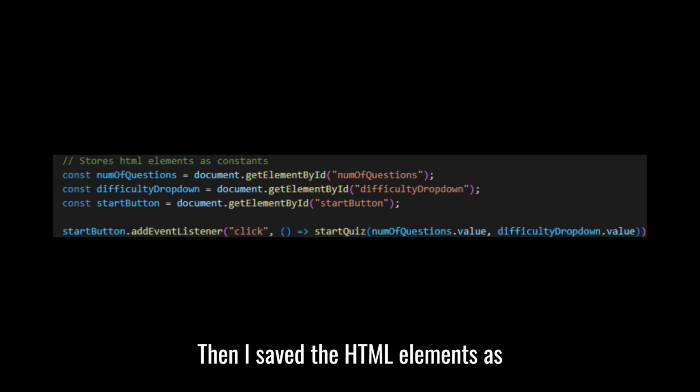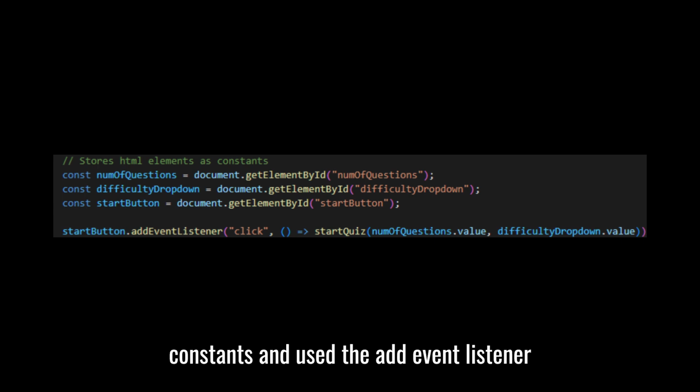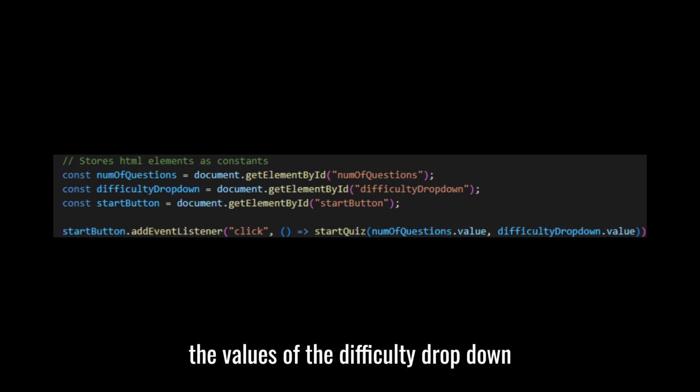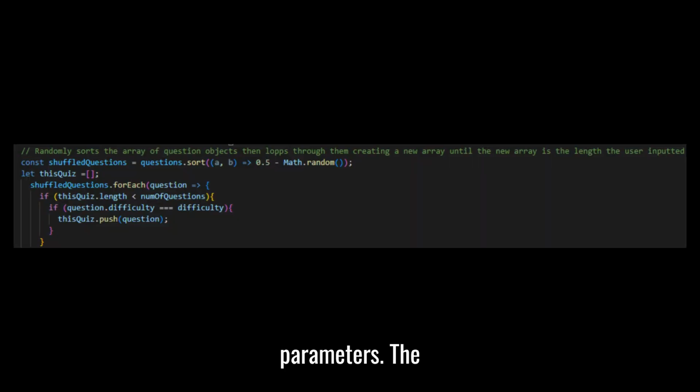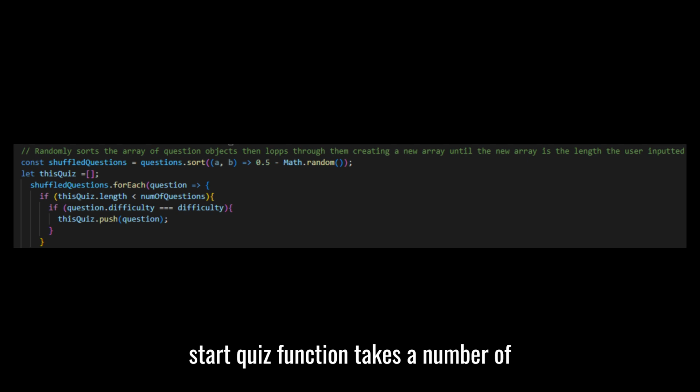Then I saved the HTML elements as constants and used the addEventListener function on the start quiz button, which calls the start quiz function and passes the values of the difficulty dropdown and the number of questions input as parameters. The start quiz function takes the number of questions and the difficulty and shuffles the array of questions, which then uses a forEach function and push to create an array of questions for this specific quiz that match the criteria the user has inputted.